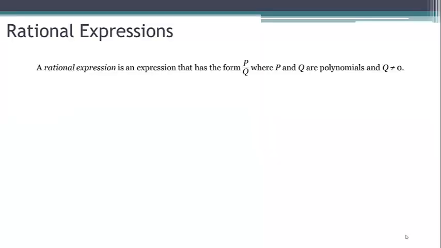This is the first in our series of lectures on rational expressions or rational functions. And whenever you're starting a new math topic, it's a good idea to start with some definitions. And I've got the definition here for a rational expression. It's a fancy math sounding kind of thing. But really all a rational expression is, it's a special kind of fraction. It's a fraction where the numerator and denominator are both polynomials.